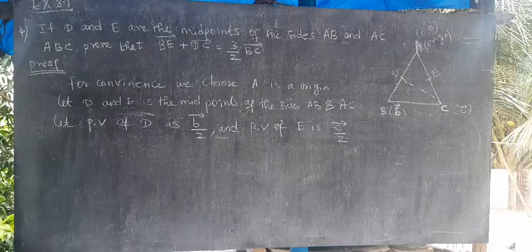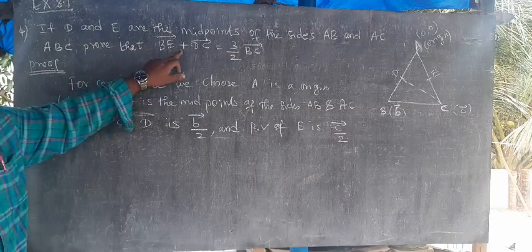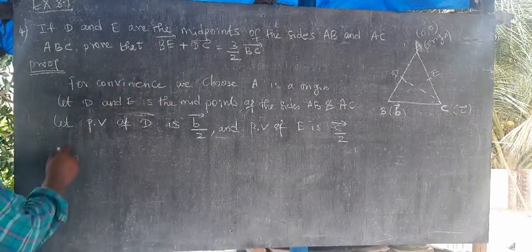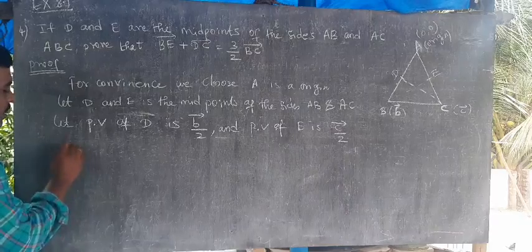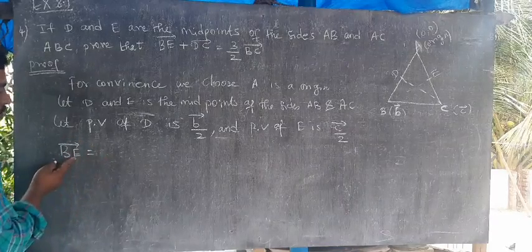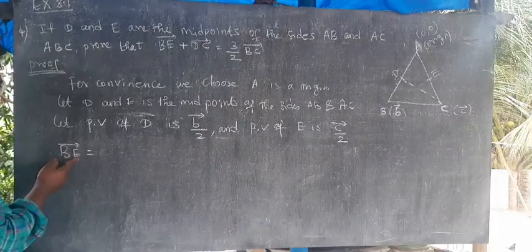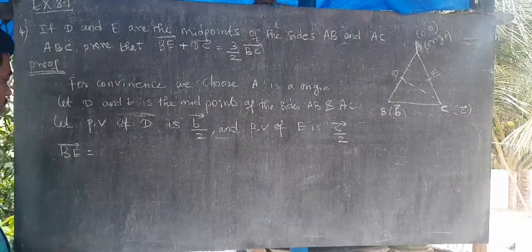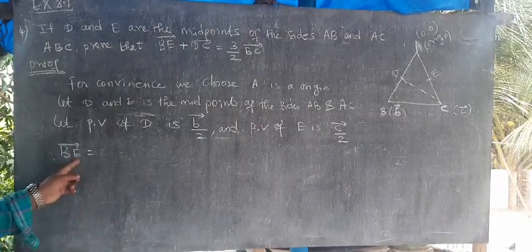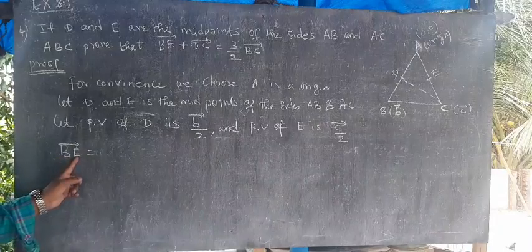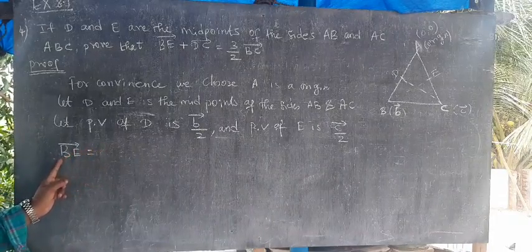Now what we need to find? BE vector plus DC vector. BE vector, I have clearly written, BE vector equals OE vector minus OB vector. Clear? So always we have to write what? For position vectors, the first one we have to write first and then minus the second one.